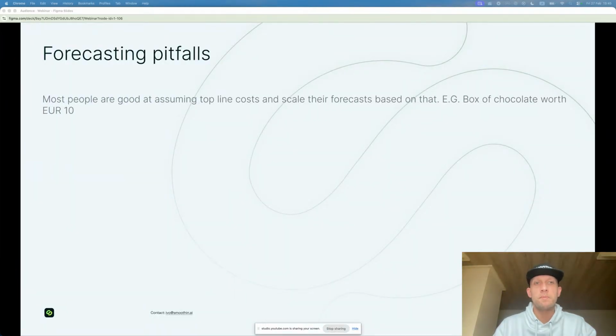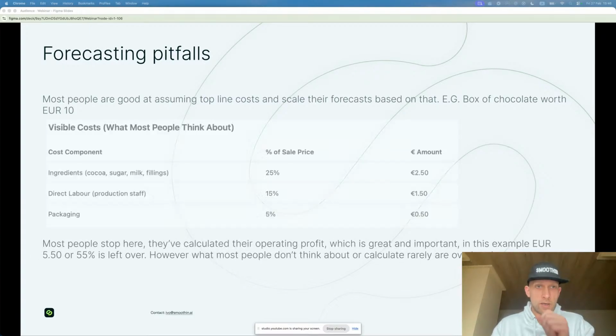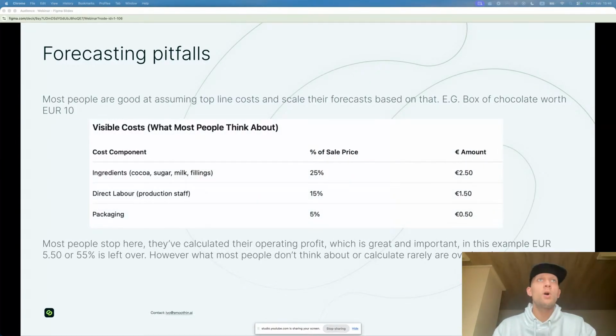Unit economics, what that mainly means for me is that most people are good at assuming top line costs and scale their forecasts based off of that. So I'm living in Belgium right now. Let's go buy a box of chocolates, right? So let's say my new product is a box of chocolates worth 10 euros. What most people will do is they'll look at the visible costs. So you have the ingredients, so the actual components that create everything. That's, let's say, 25% of the cost. So that's €2.50 for me.